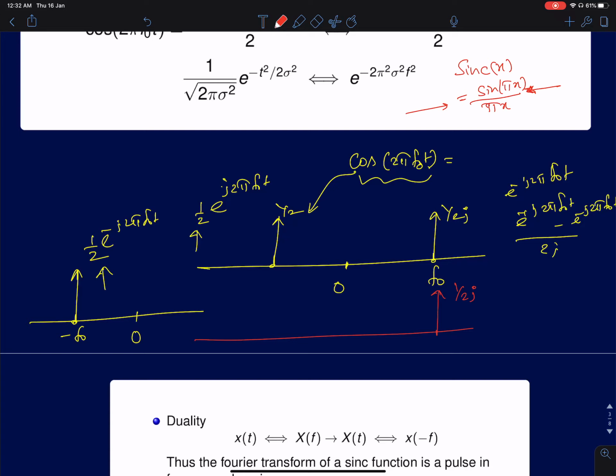I'm plotting not the magnitude, but the Fourier transform itself. And for the negative, it's going to be minus 1 by 2j. Now, if you see, the Fourier transform is purely imaginary here, because we discussed the sine function is a real and odd function. For a real and odd function, the Fourier transform is purely imaginary, and that we can see here. Of course, since it's a real function, the magnitude is always even symmetric, that is, symmetric around the origin.